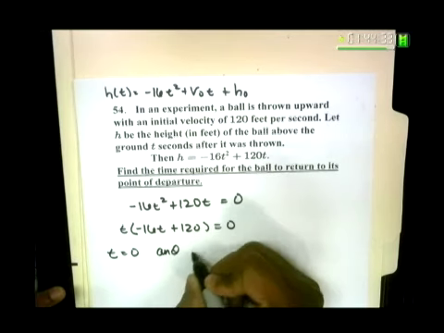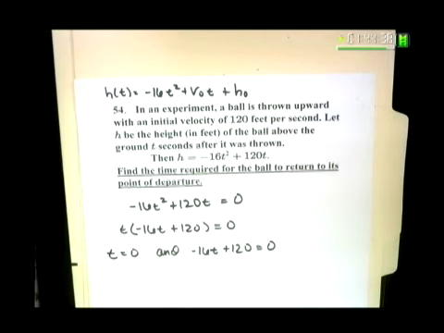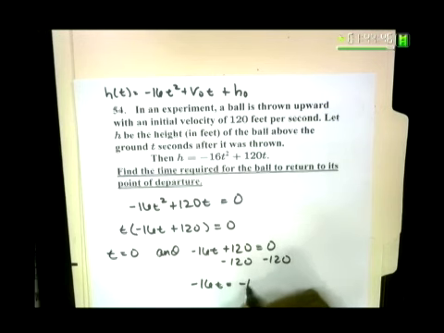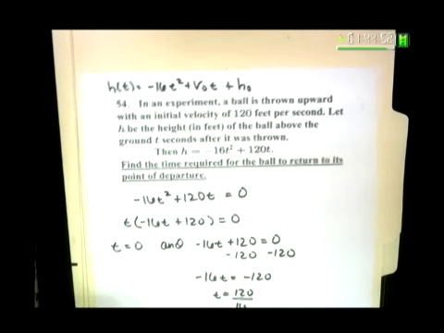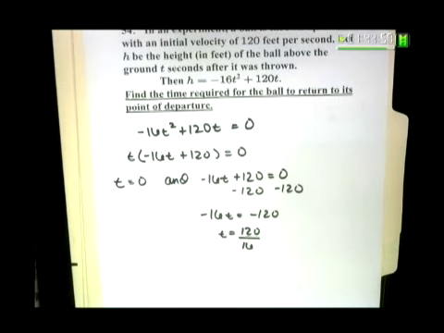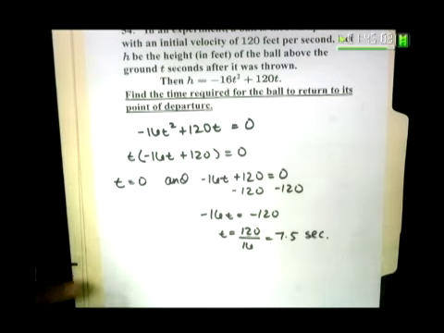Right? But then the second one, if we solve that, just like we would a quadratic equation, we have that, and we get t equals 120 over 16. And so that actually comes out to be 7.5 seconds. So that means after 7.5 seconds, the height is back down to 0.